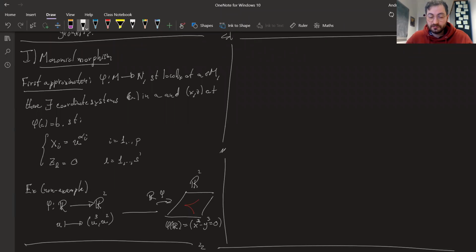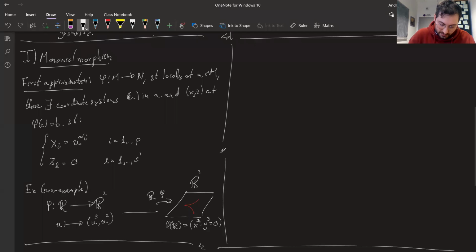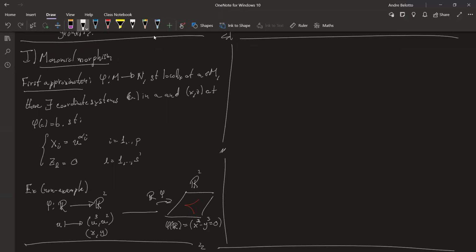Sorry, just to make sure things are precise, in your definition, phi of u is equal to x, z or something like that. Right. Sorry. Oh, right. There's no x here. This is x and y. Right, these are coordinates. Okay. So x, z are coordinates at A. And also in the definition of monomial morphism. Oh yeah, I haven't yet given the definition.